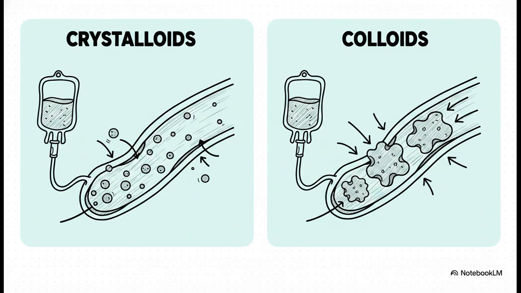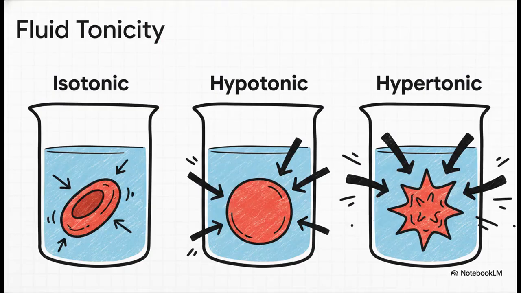Then you have colloids, like albumin. These have big, bulky molecules that act like sponges. They stay in the blood vessels and use that oncotic pressure we talked about earlier to pull more fluid in. And the effect those fluids have really depends on their tonicity.